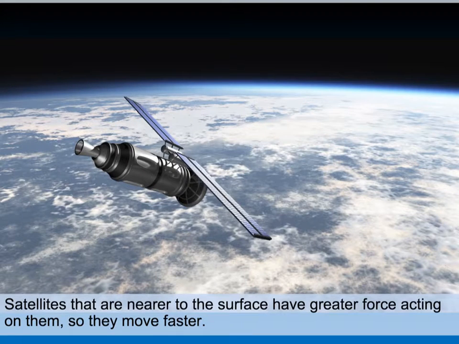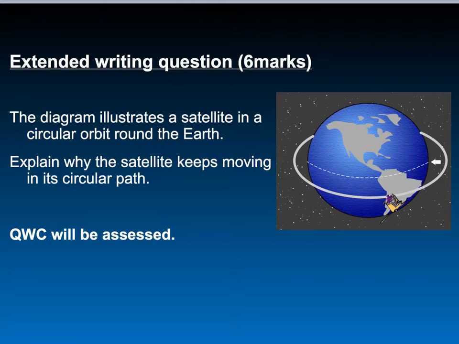You need to remember that satellites nearer to the surface have got a greater force acting on them, so they move faster. So if we think back to the gravitational force of attraction, it is proportional to 1 over r squared. If we make r bigger, so if we make our distance bigger, then we make our force smaller. So the further away you go from your massive body that's creating that gravity, then the less force of gravitational attraction you will feel. Okay, so that's it for satellites and their orbits.